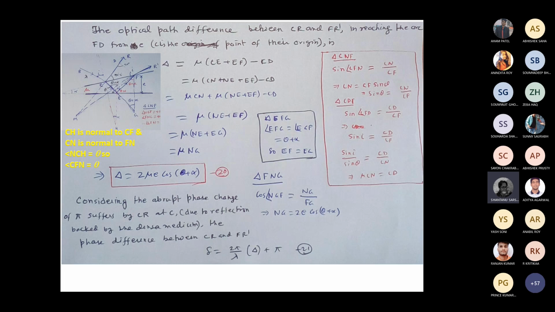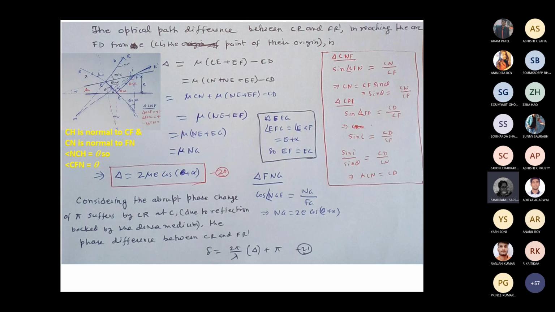Now C is equal to CN plus NE plus EF. That's what we've written. Then you get mu CN plus mu into NE plus EF minus CD. Now CD is equal to mu CN, so this term cancels out. So ultimately you have mu into NE plus EF.